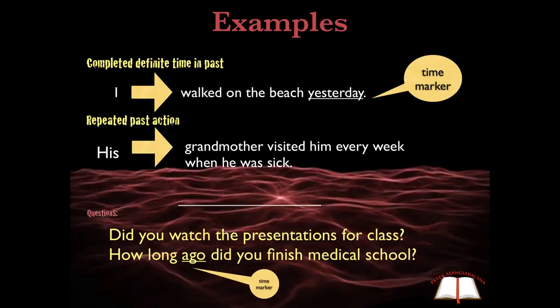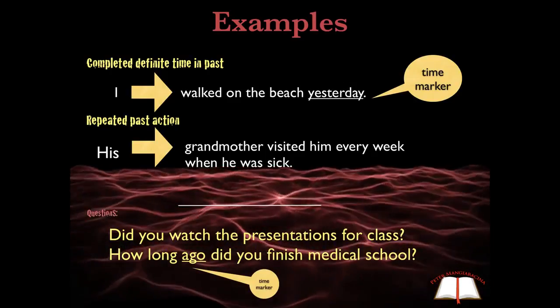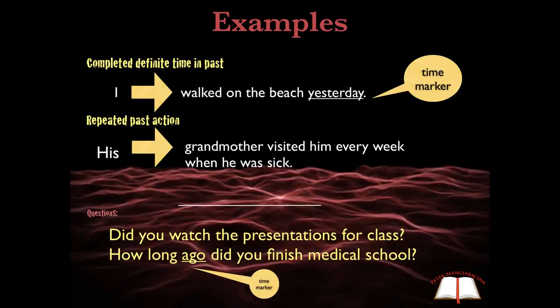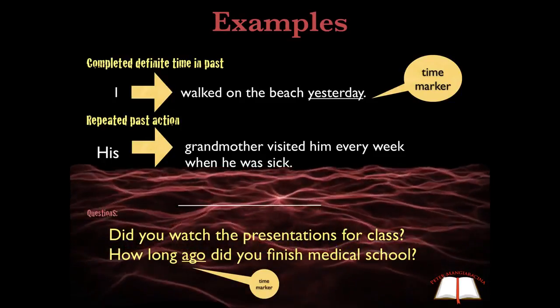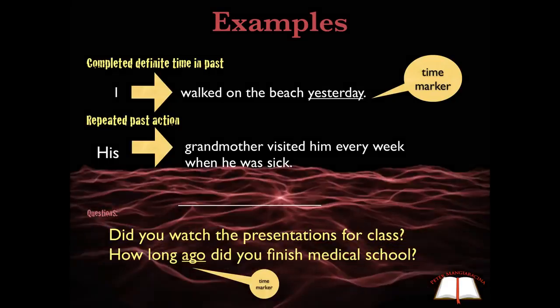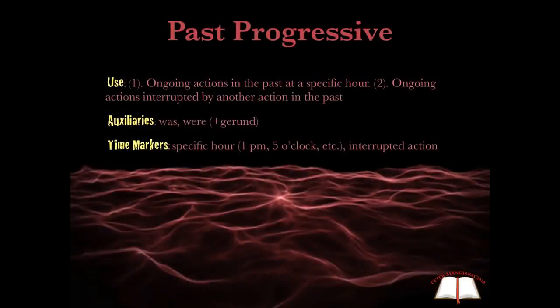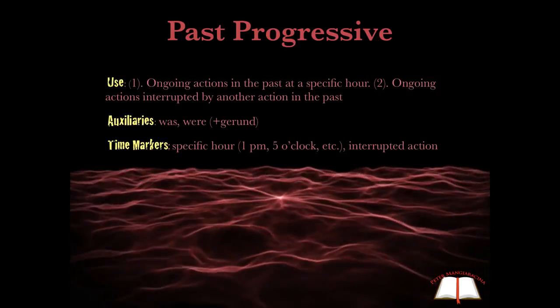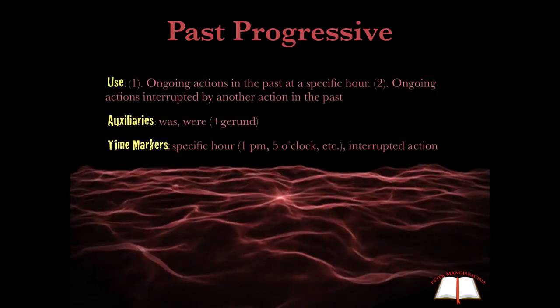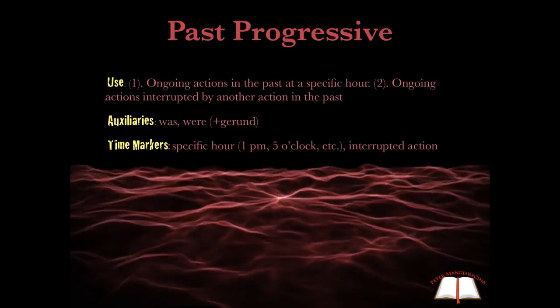Questions. Did you watch the presentations for class? How long ago? Here's a time marker. Did you finish medical school? The past progressive is used for ongoing actions in the past at a specific hour. If you don't give the hour, it's better to just use the past tense.